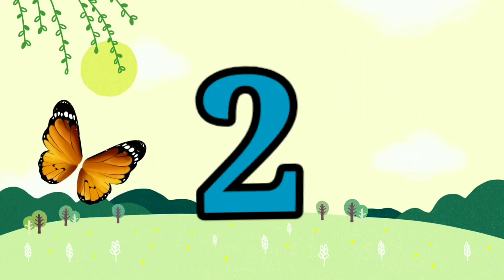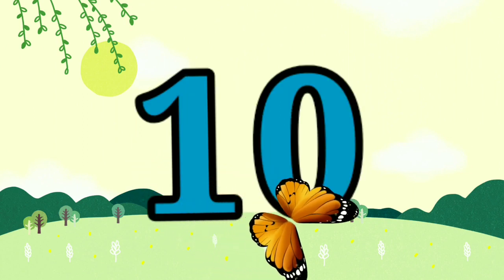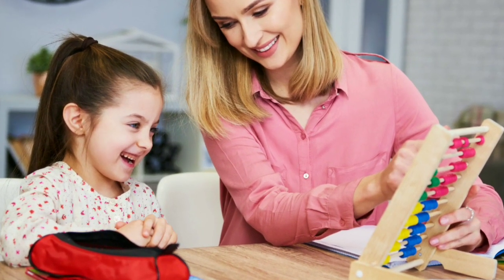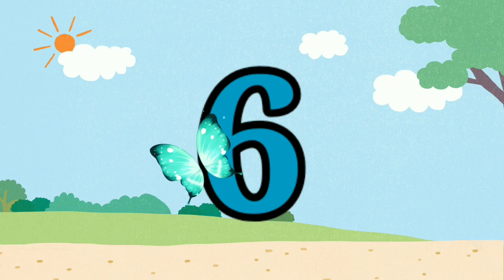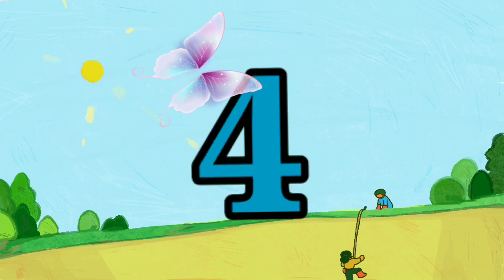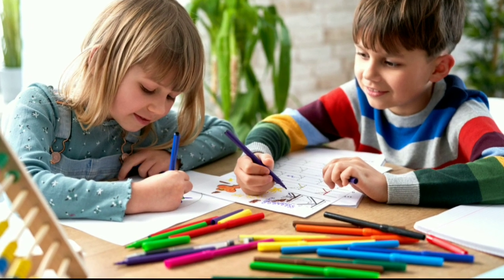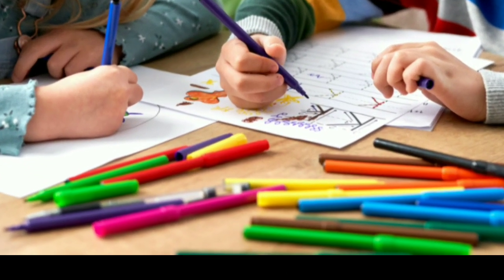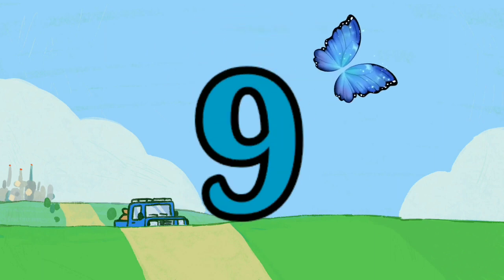1, 2, 3, 4, 5, 6, 7, 8, 9, and 10. You and I, my friend, we can count to 10. 1, 2, 3, 4, 5, 6, 7, 8, 9, 10. 1, 2, 3, 4, 5, 6, 7, 8, 9, and 10. You and I, my friend, we can count to 10.